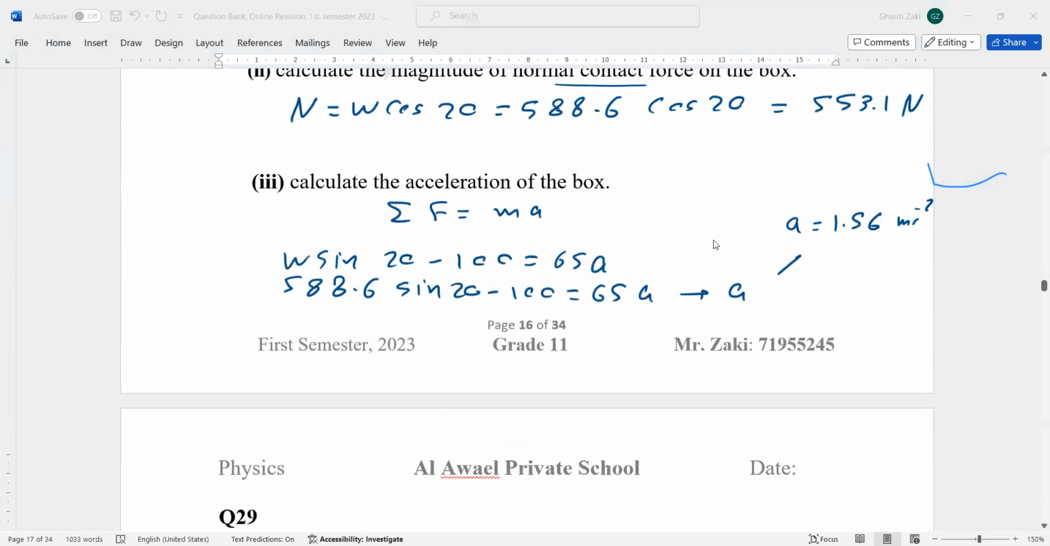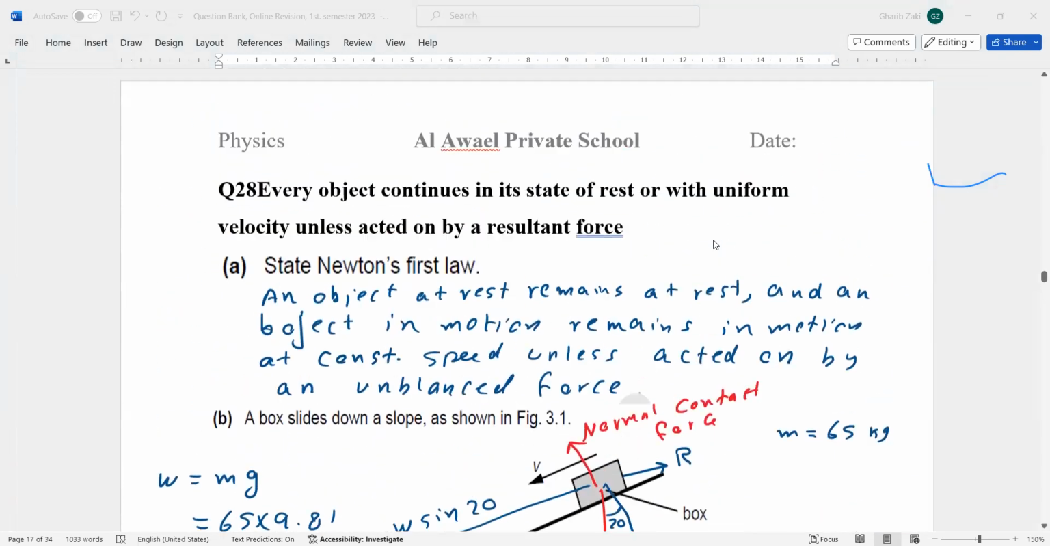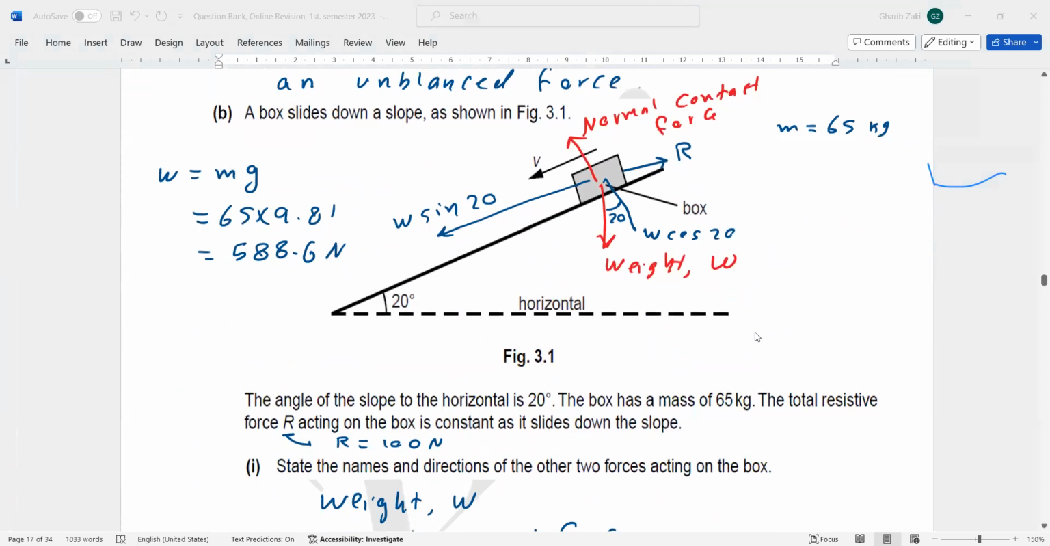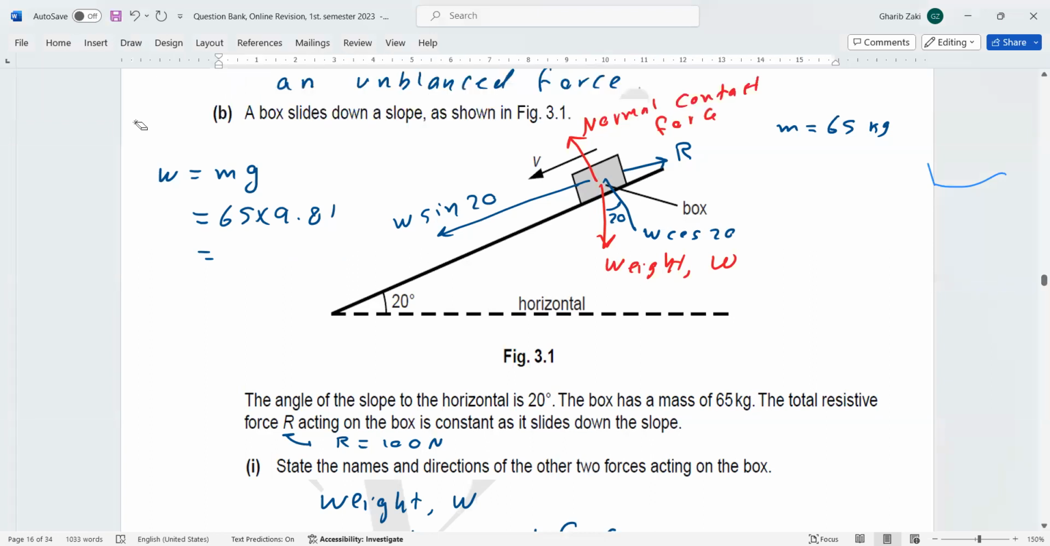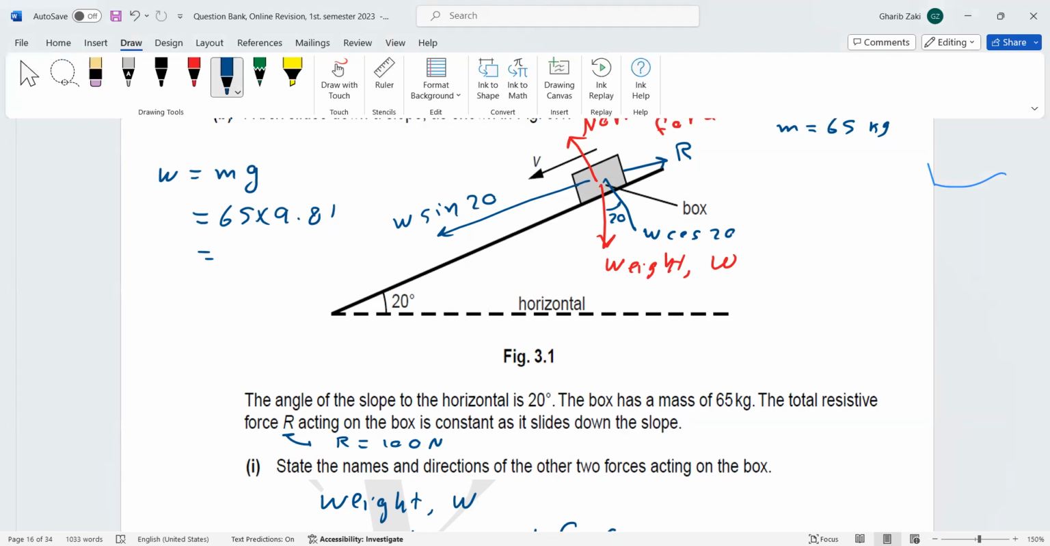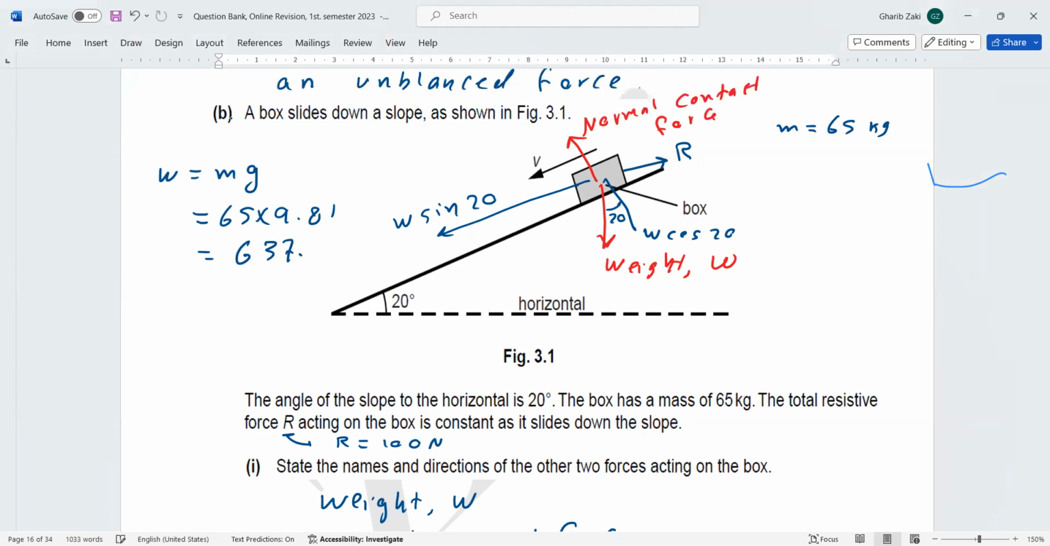Oh, I check again what is the weight here. He said a box of, yes, I'll check here. The box is 65. I will check the 65. The weight is 65 multiply 9.81. Sorry for that, I just checked this. So here the weight is 637.65 Newton. Yeah, thank you.